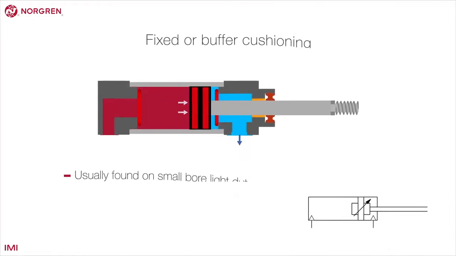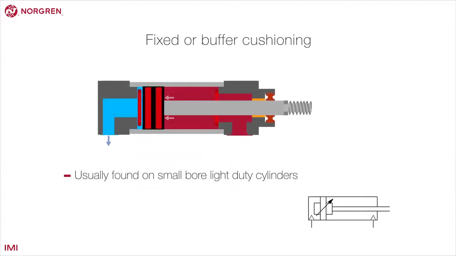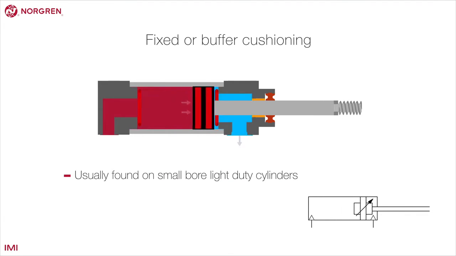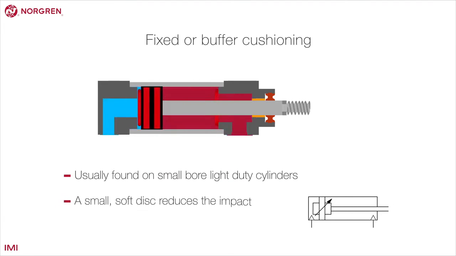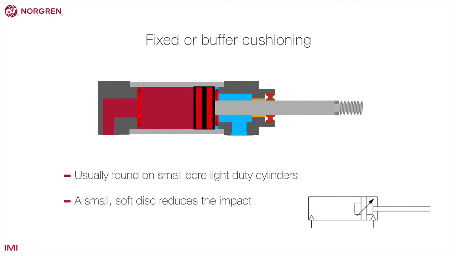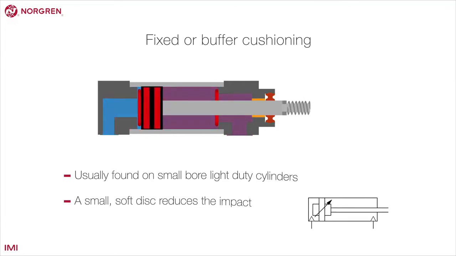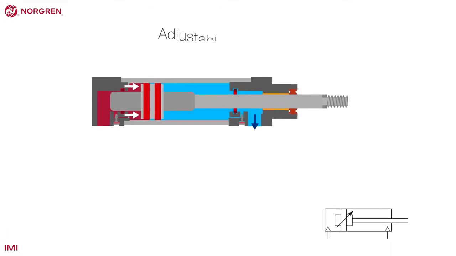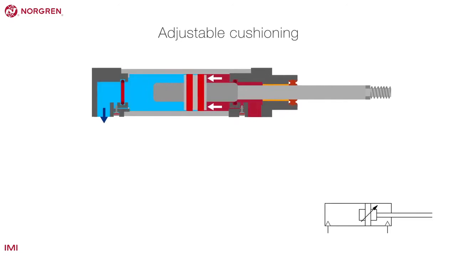The simplest form of cushioning is fixed or buffer cushioning, usually found on small-bore light-duty cylinders. A small disc made of a softer material reduces the impact of metal on metal. Adjustable cushioning is a more sophisticated system.